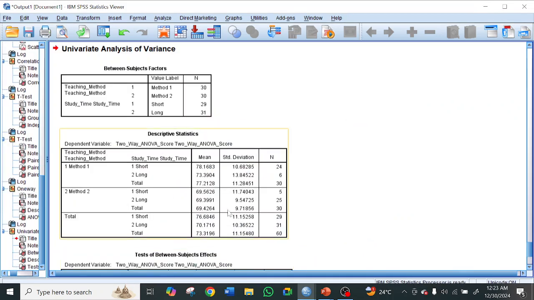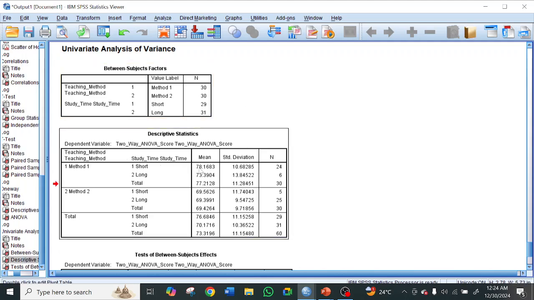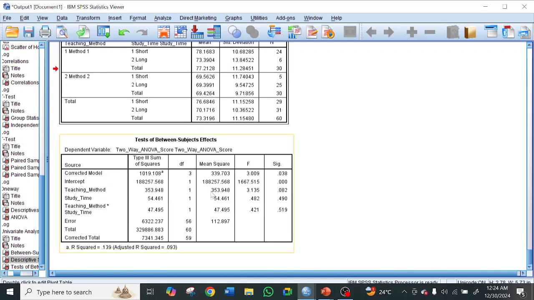Boom. So here comes the output. We see we have the univariate analysis of variance. We have teaching method 1, teaching method 2, study time 1, study time 2. You can see teaching method 1 is labeled as method 1. Then for study time, we have the short and the long study time. We have the descriptive statistics here for each of the teaching methods. So just keep that.